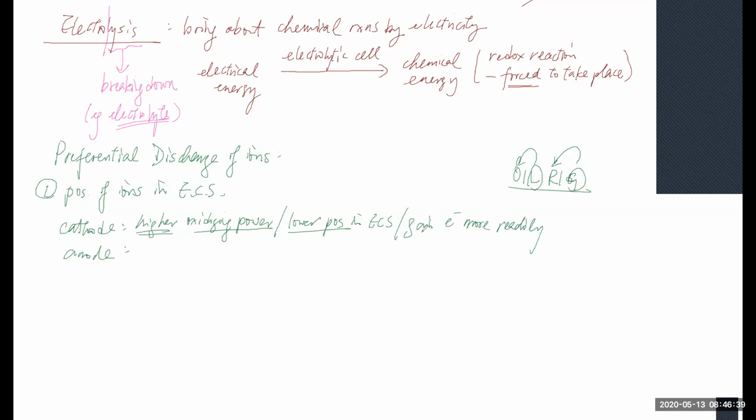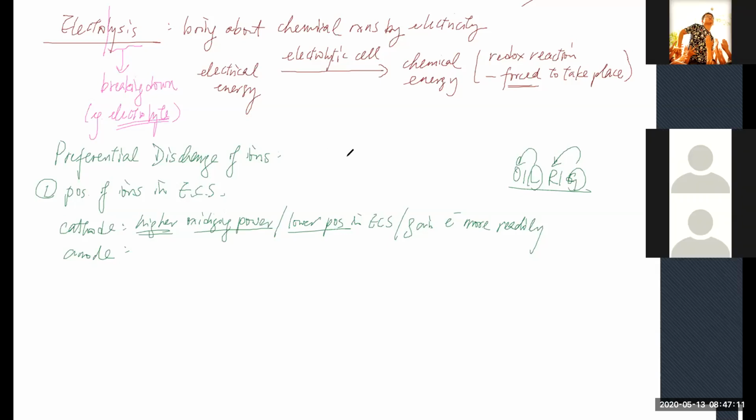So it is what we call the cathode, when you compare the ions, the position in the ECS. We have got three ways to answer. First, the lower position in the ECS will undergo preferential discharge. Second, if it is a strong oxidizing agent, it is preferentially discharged. Three, it gains electrons more readily. We say the ions will undergo preferential discharge. Just keep that in mind.